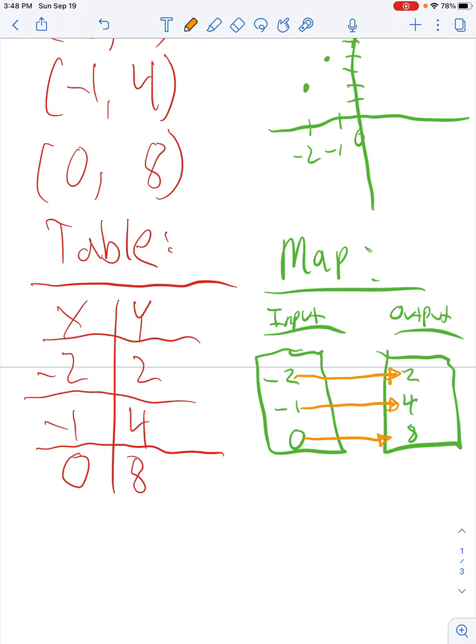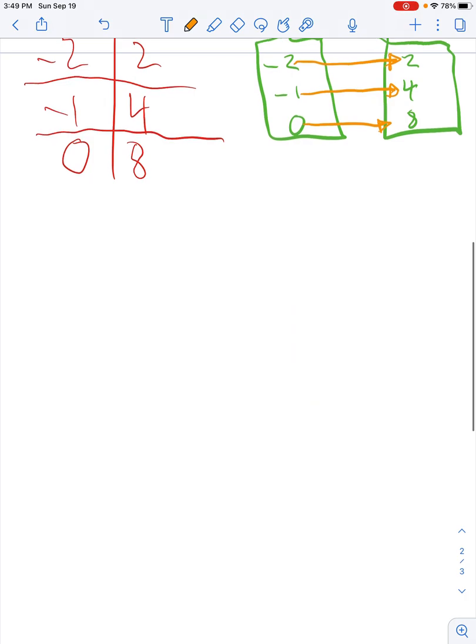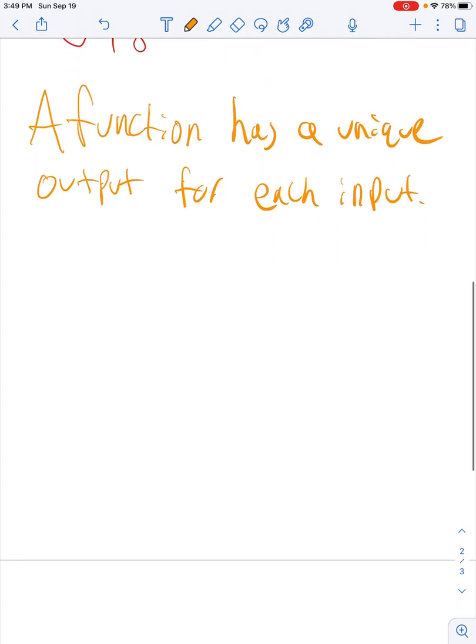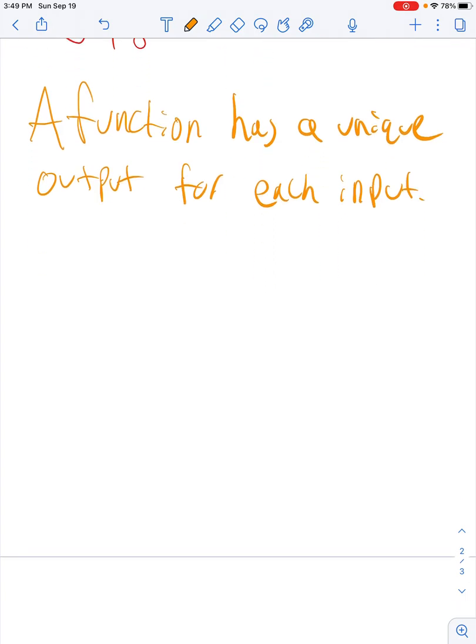Now, how do you identify a function? What is a function? So a function has a unique output for each input. So what does that mean? That means that no matter what my input is, I should get a unique output.